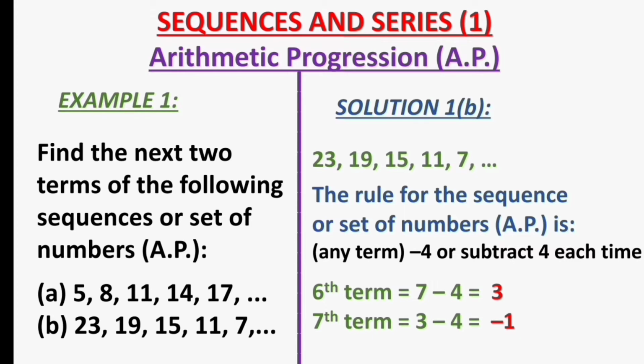Since the first 5 terms of the sequence are given, then the next 2 terms will be the 6th term and the 7th term. Following the rule or the pattern for the sequence, the 6th term is 7 minus 4, which is 3, and the 7th term is 3 minus 4, which is minus 1. So the next 2 terms of the sequence are 3 and minus 1. I hope you got that right.